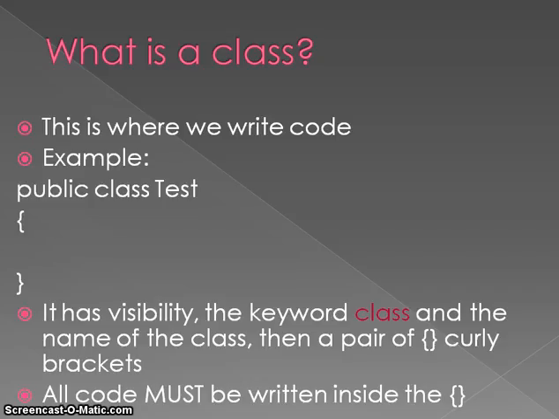Once we have those three pieces of information in our code, we need to put curly brackets, an open curly bracket at the start of our class and a closed curly bracket at the end. In Java, all brackets have pairs. If you create an open bracket, you must create a closing bracket pair. And all code must be written inside the open bracket and the closed bracket for the class.